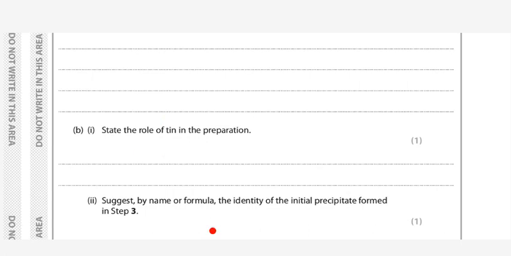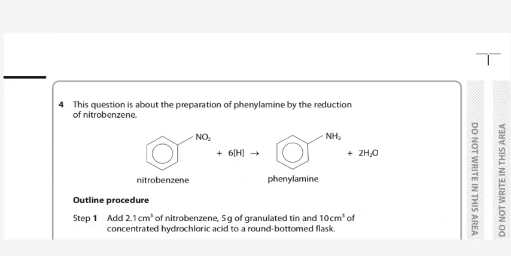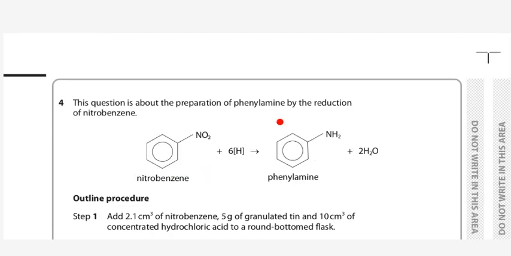State the role of the tin in the preparation. Tin is a reducing agent, right? Here we know the conversion of nitrobenzene to phenylamine. Tin is used as a reducing agent. Tin and HCl, reducing agent. Tin is a reducing agent.